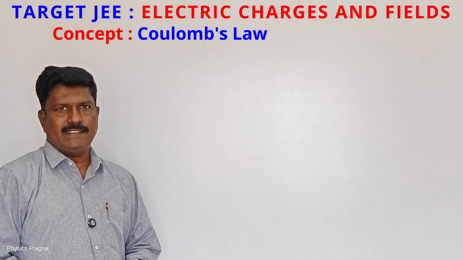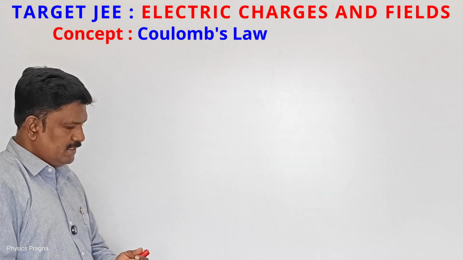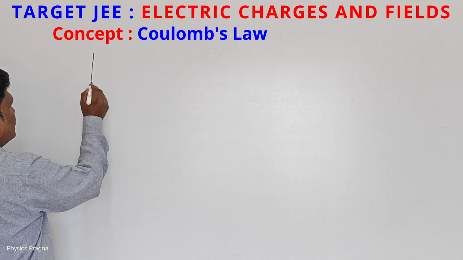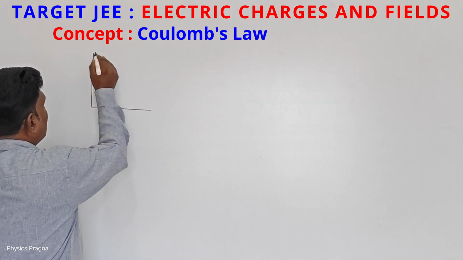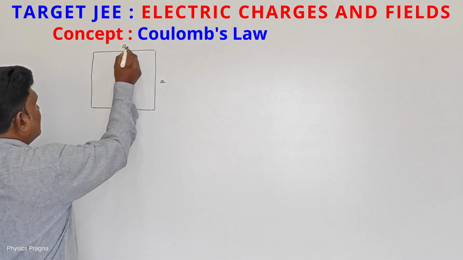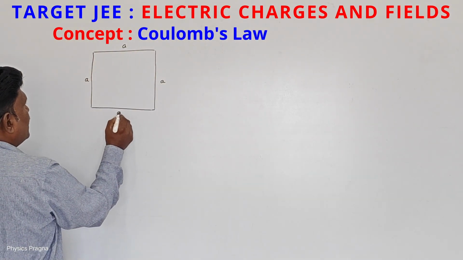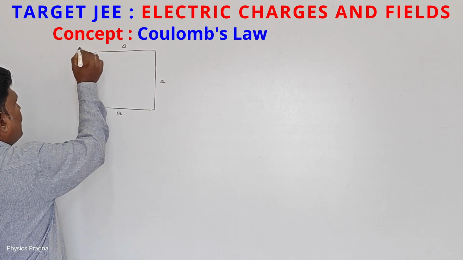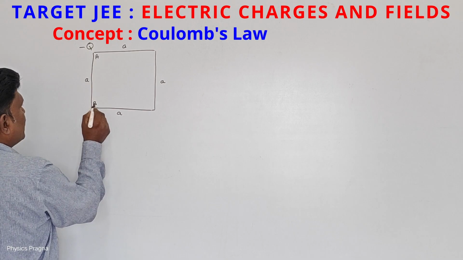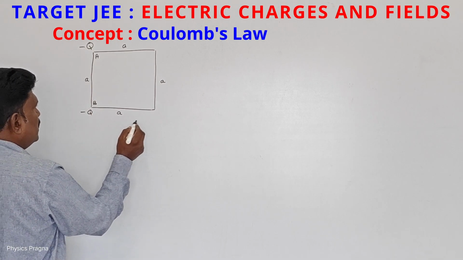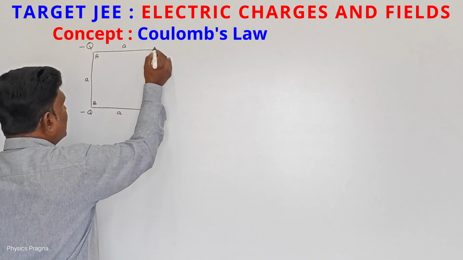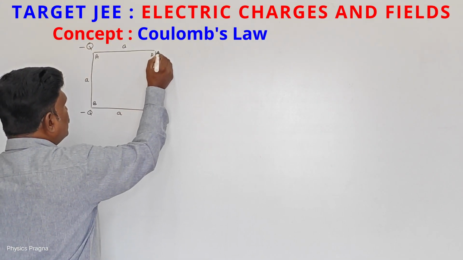Let us consider another example involving 4 charges. Let us consider a square of side a. At corner A, minus capital Q is there. At corner B, another minus q. At corner C, another minus q. At corner D, another minus q is there.